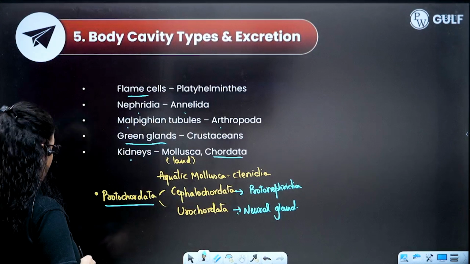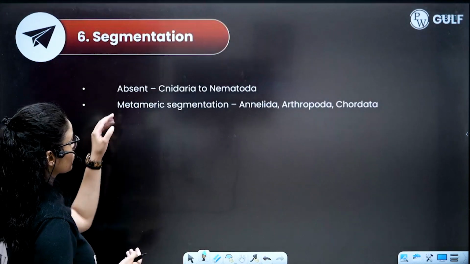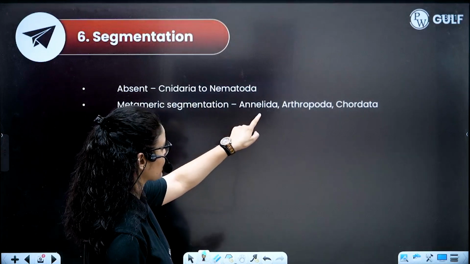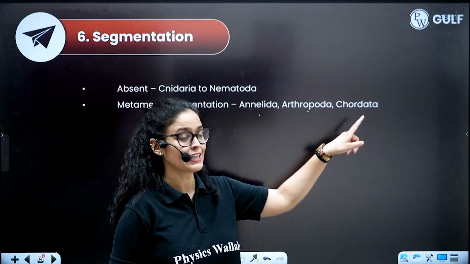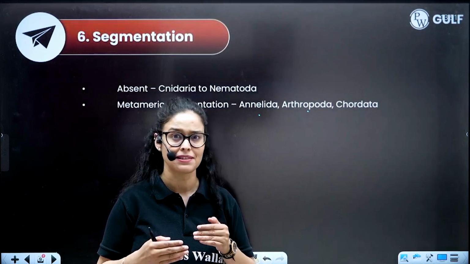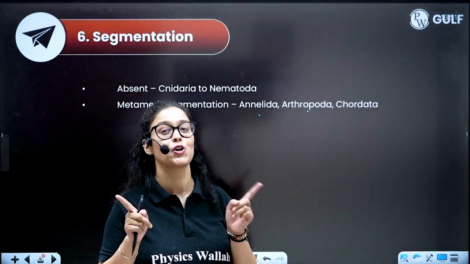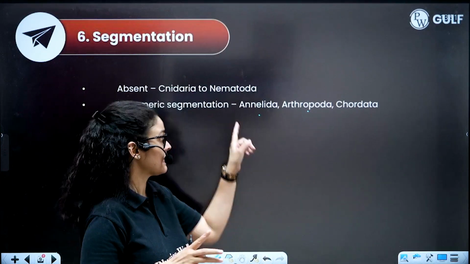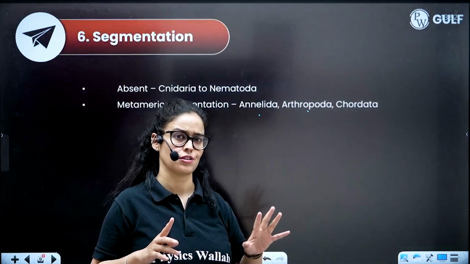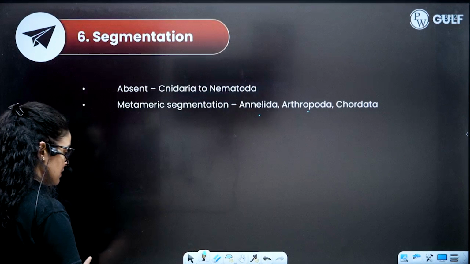Okay, so kids, now let's see segmentation. It's absent in all the animals except metameric segmentation present in Annelida, Arthropoda and Chordata. Although tapeworms, which are part of Platyhelminthes, do have segments, they are not true segments, right? So generally questions will be asked from these points, right? You just have to remember these examples.